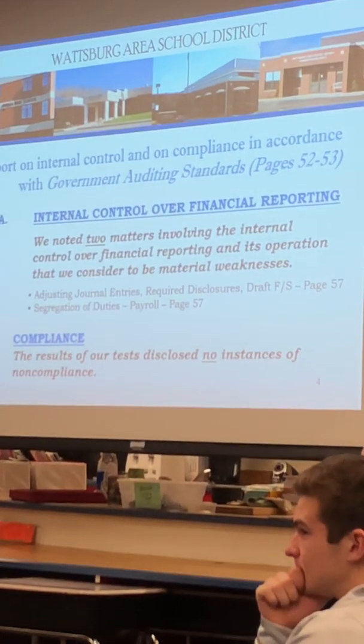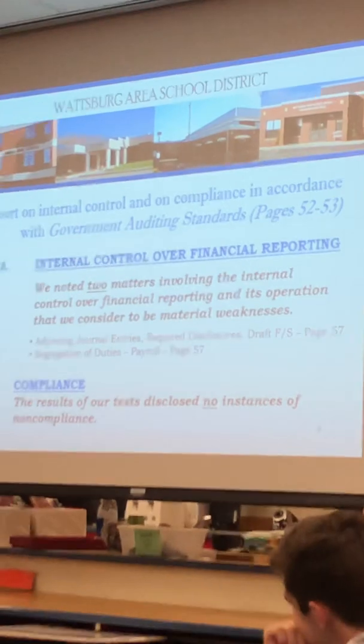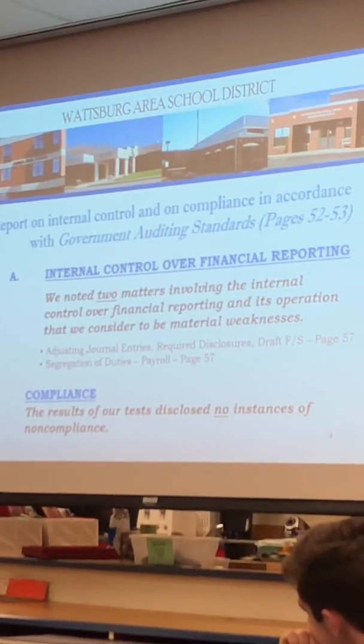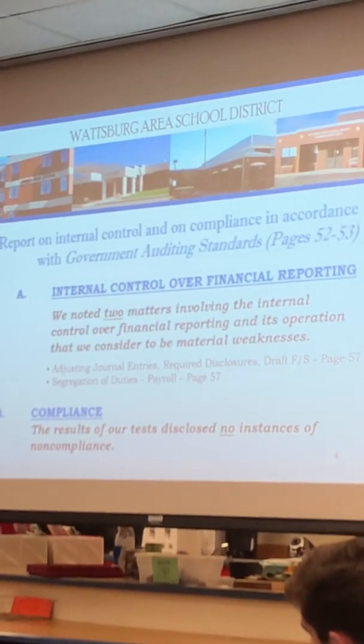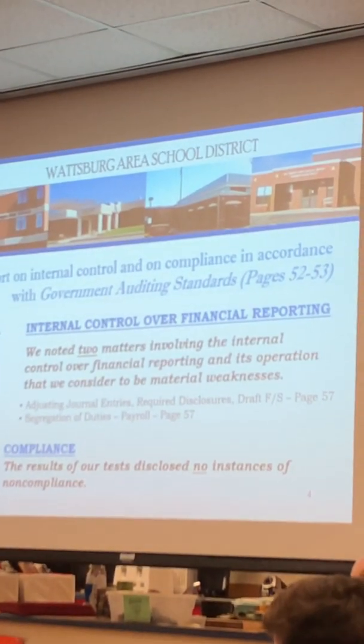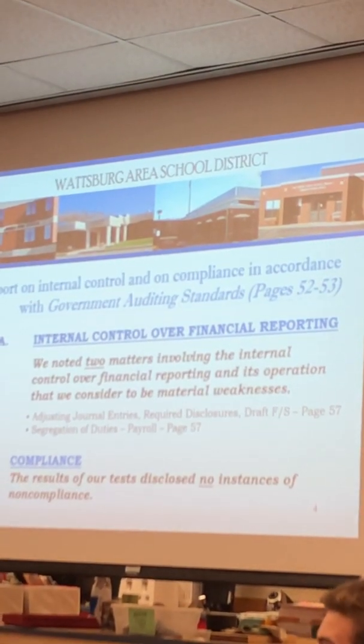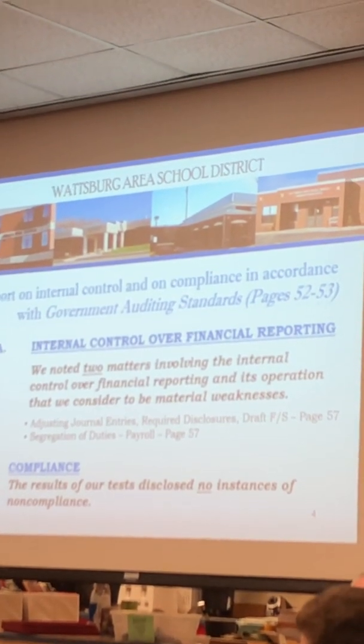The first one, I kind of segregate these into two items. The first one is more in the area of reporting. Okay, and we identify that as adjusting journal entries and required disclosures and drafts of the financial statements. If you were to read through page 57, what does that represent?